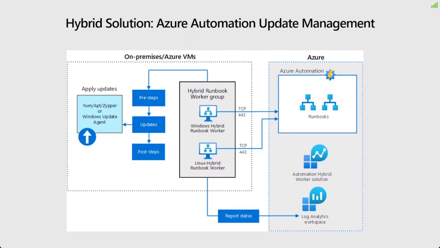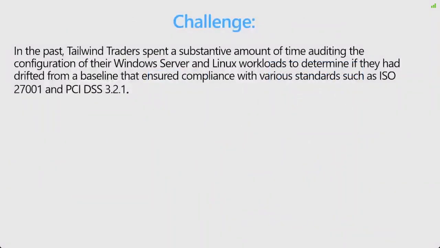So looking at Tailwind Traders' next challenge. As with all of us, they've got to make sure that they're compliant with particular standards. And recently they took a long time and a lot of money auditing their configuration of their Windows Server and their Linux workloads to determine if they had drifted from a baseline security configuration that ensured that they were compliant with a bunch of standards such as ISO 27001 or PCI DSS 3.2.1.